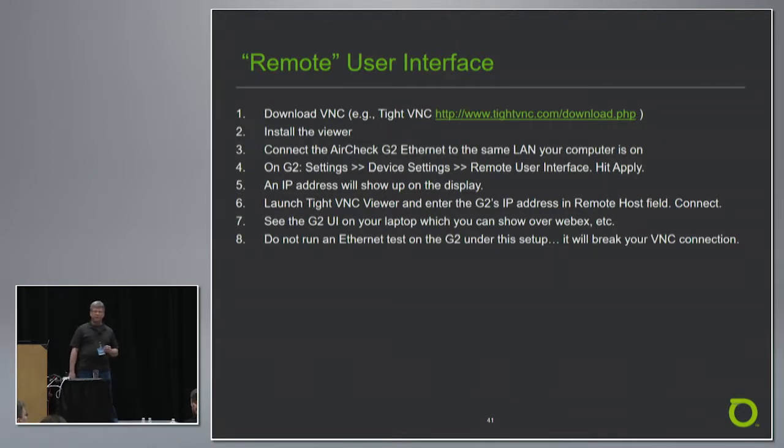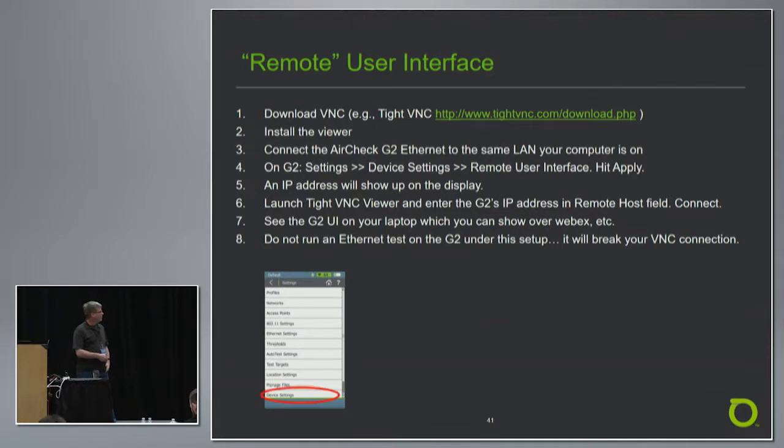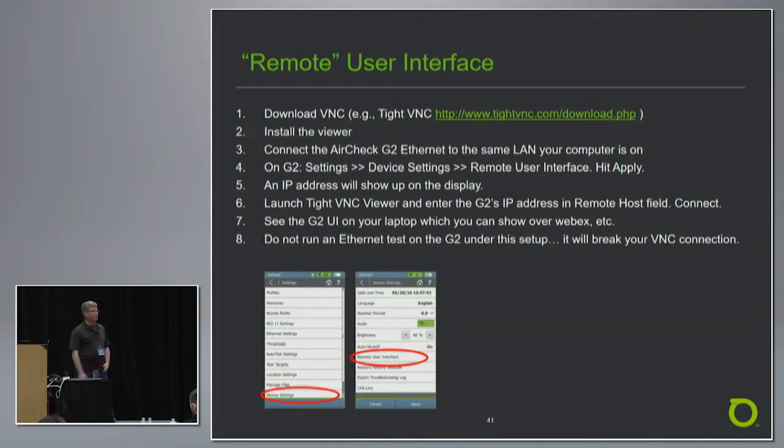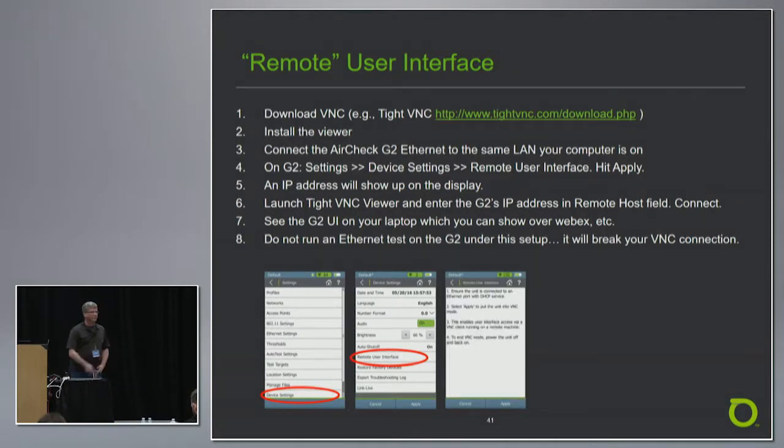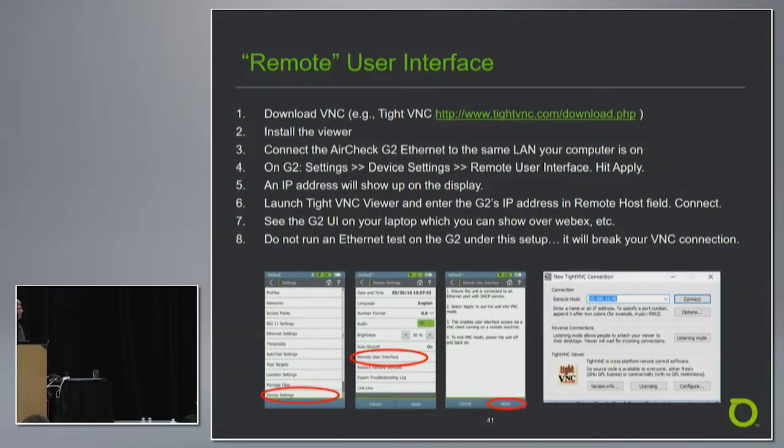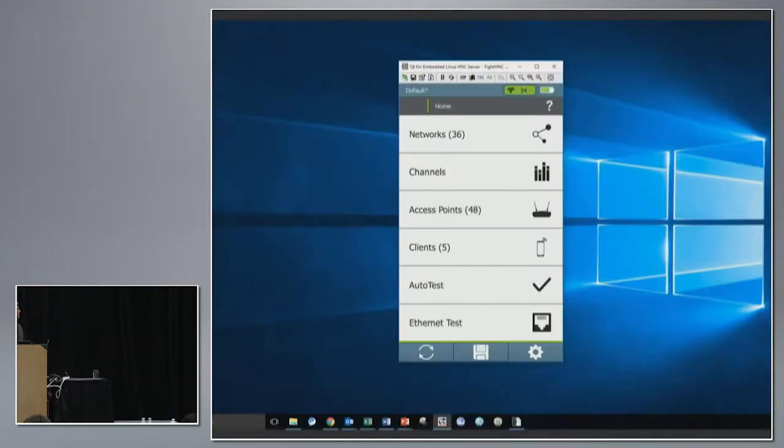Connect the AirCheck G2 Ethernet port to your local network. And then on the G2 settings, you select device settings and remote user interface. And then you'll get a little screen showing the same instructions that I'm providing now. And then when you hit apply, the next screen you'll see, which I couldn't get a shot of, is basically a blank screen with the IP address of the AirCheck on it. And then you just type in that address, hit connect, and voila, you get your UI on there.